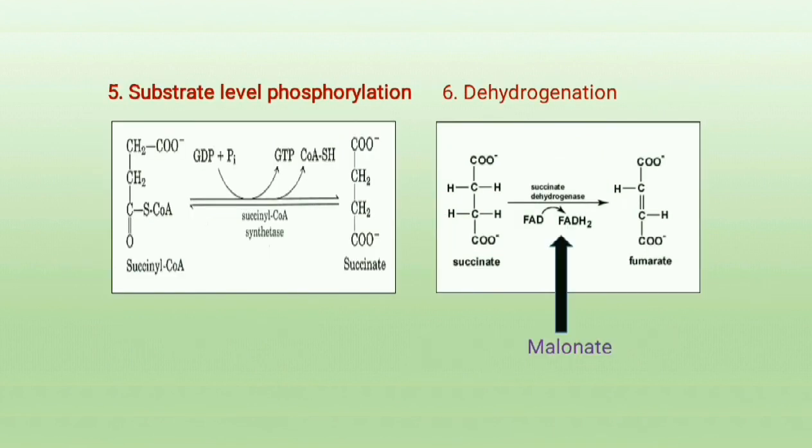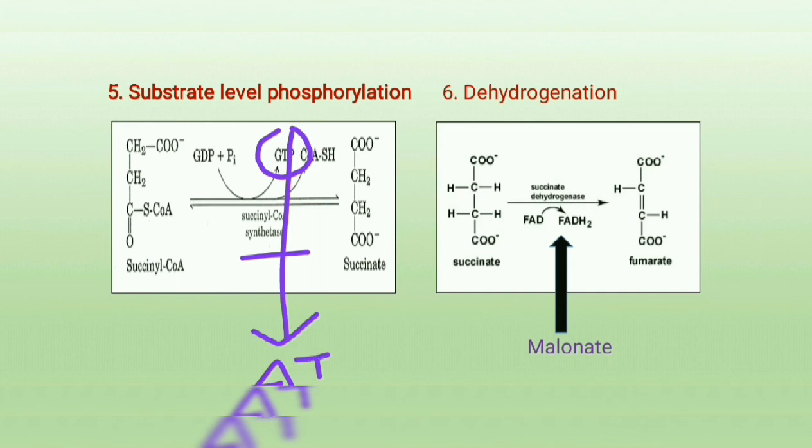The next is the interesting step, that is the substrate level phosphorylation, which is going to yield an ATP molecule by the conversion of succinyl CoA to succinate, which is catalyzed by the enzyme succinyl CoA synthetase. There is a conversion of GDP to GTP, and this GTP is converted into ATP by nucleotide diphosphate kinase, and now there is a production of the ATP molecule in this reaction.